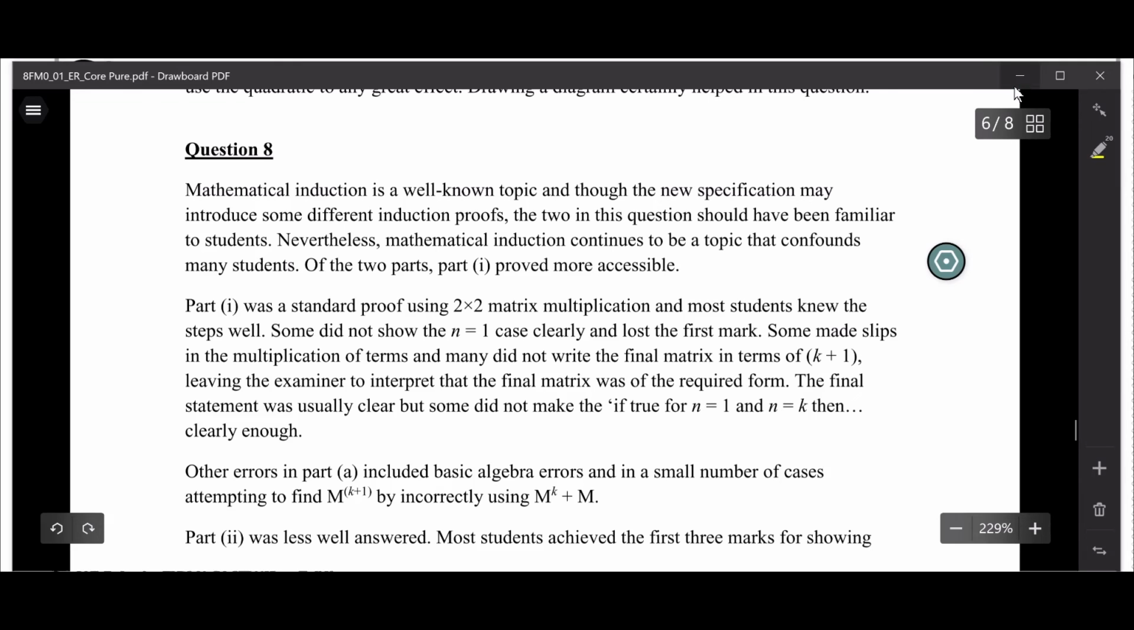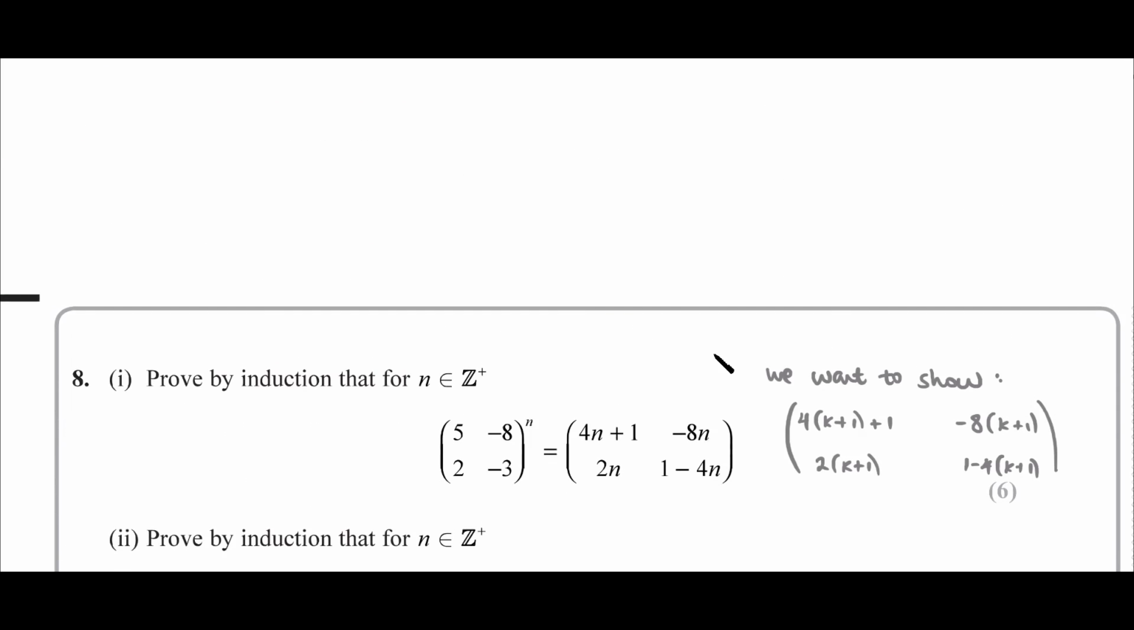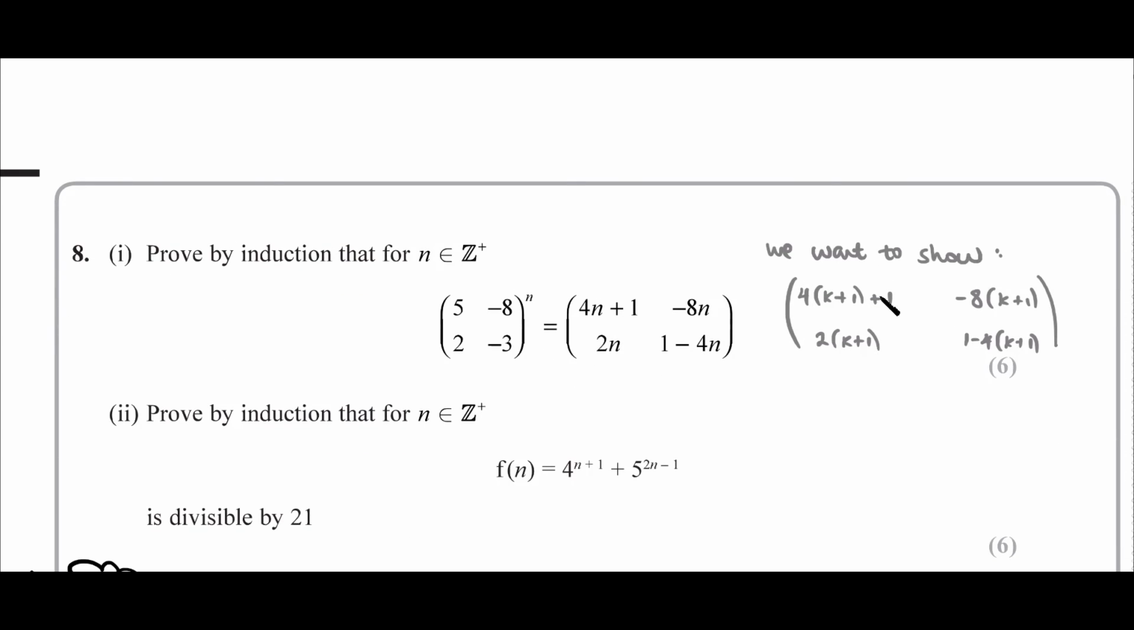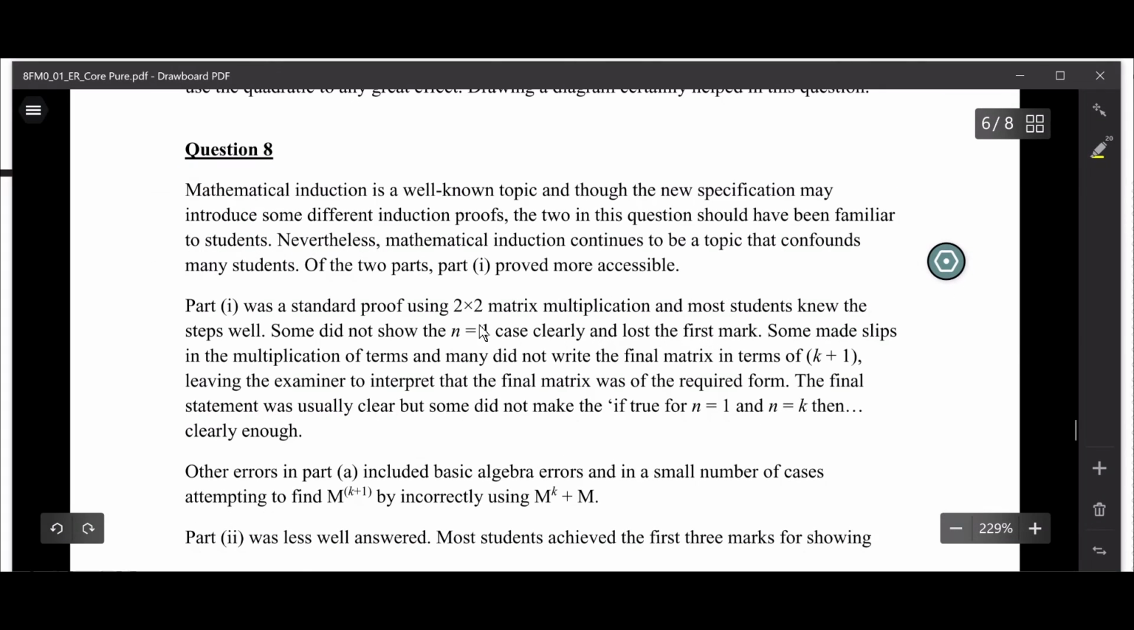Some students made slips in the multiplication of terms and did not write the final matrix in terms of k plus 1. So with these sort of problems, I would advise you to write out what you want to show first and try to get to that, rather than leaving the examiner to interpret that the final matrix was of the required form. The final statement was usually clear, but some did not make the "if true for n equals 1 and n equals k, then" etc. clearly enough. So I think the conclusion step has to be pretty clear.